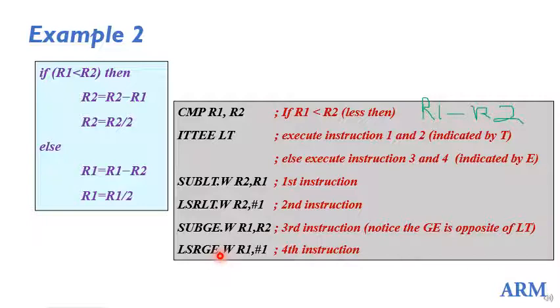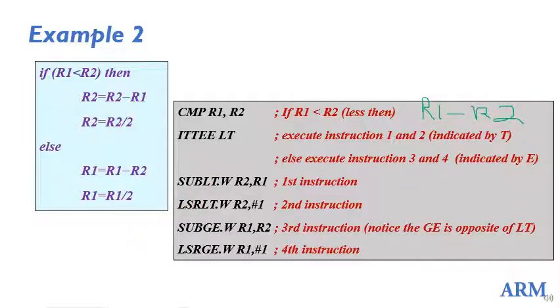Okay, so here I should be putting what is XYZ. X is T here. So the first instruction to be executed will be based on this condition. The first instruction is SUBLT R2, R1. So it is going to perform R2 equal to R2 minus R1 if the condition less than is satisfied. That is why the instruction is appended with the condition LT.